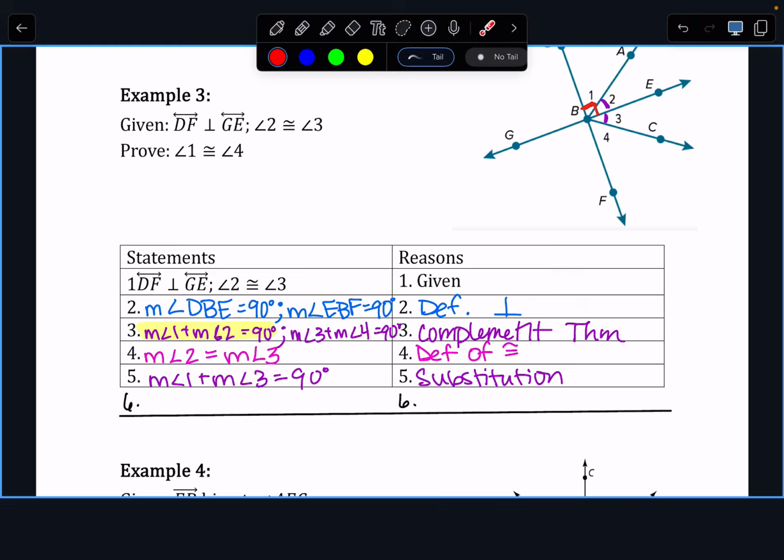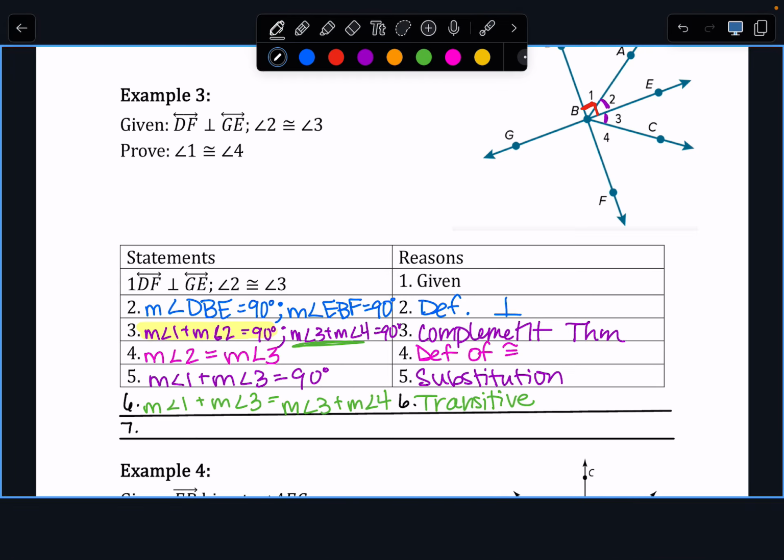So I have this right here. 3 plus 4 equals 90. 1 plus 3 equals 90. Do you see that? So what can I do with those? You can substitute the 3 and the 4 into the 90. So the measure of angle 1 plus the measure of angle 3 equals the measure of angle 3 plus the measure of angle 4. And you can subtract measure of angle 3.